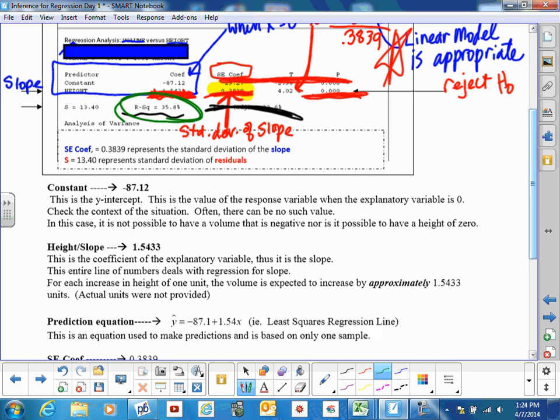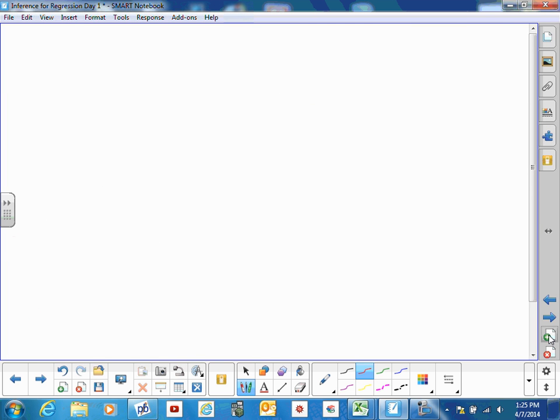All right, final thing, which I'm not going to talk to you about in depth today, but you do have to identify it in your assignment just to get used to seeing what this is. This here, 13.4, this plain S, is stated right here. It represents the standard deviation of the residuals. We will go into depth on that tomorrow, but essentially, here's what's happening. I'm just going to give you a quick version.